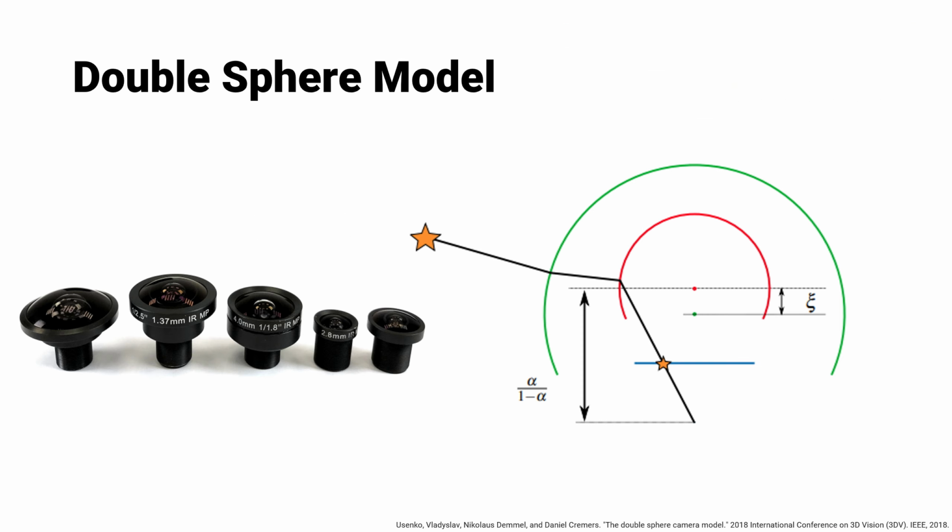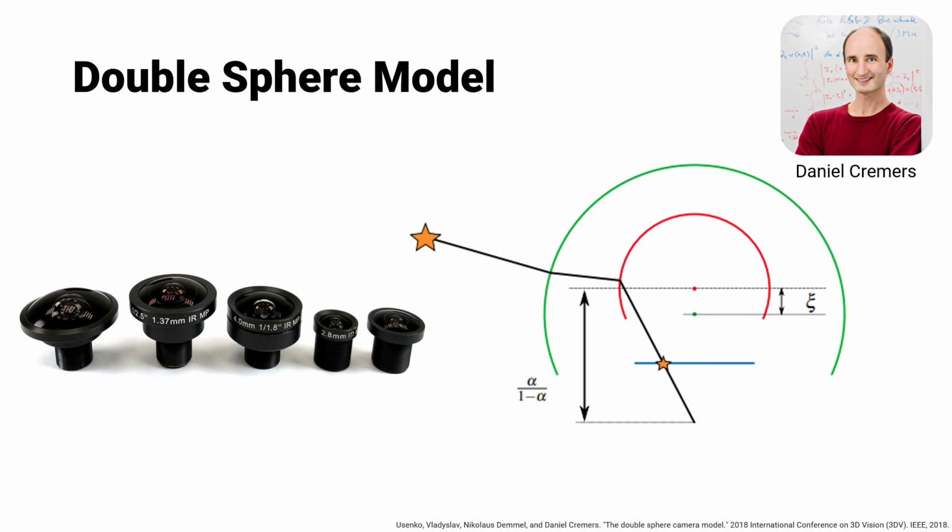Lately, about 7 years ago, in 2018, there was this thing called the double sphere model, where instead of modeling it with a single sphere, you can model it with 2 spheres, which bend the light in a slightly different way. This is super useful for lenses which are not manufactured to super high accuracy, like the ones in your smartphone or the robotics world, where we buy these cheap cameras. And this work is again from Professor Daniel Kremer's group, who is another leading expert in the field of SLAM.